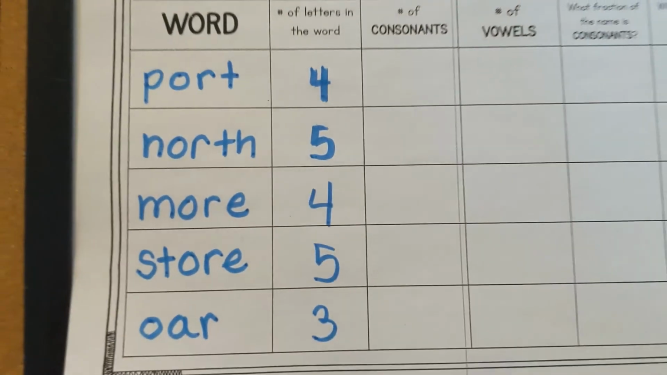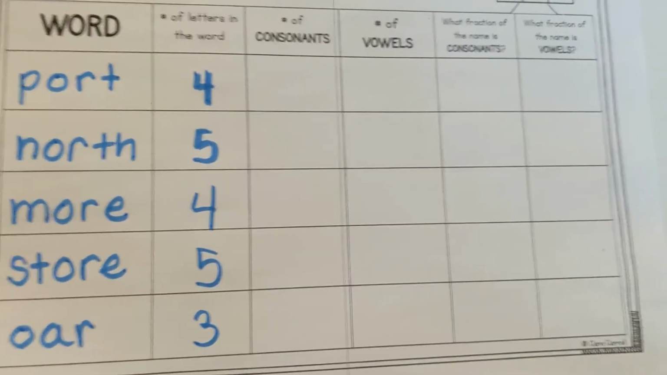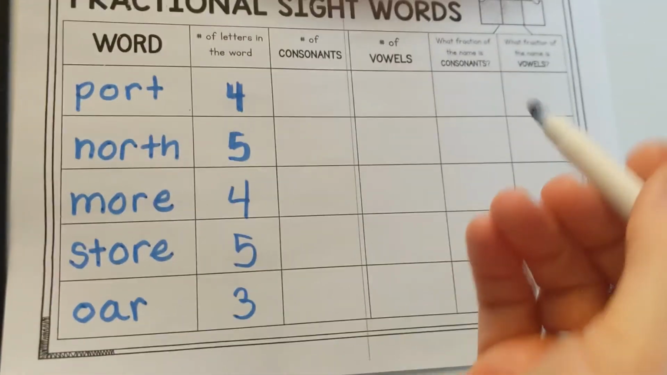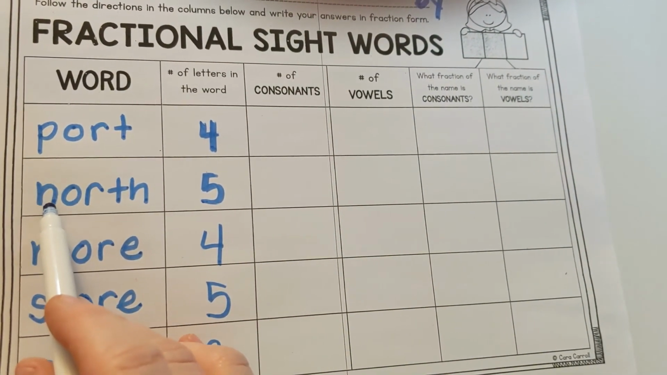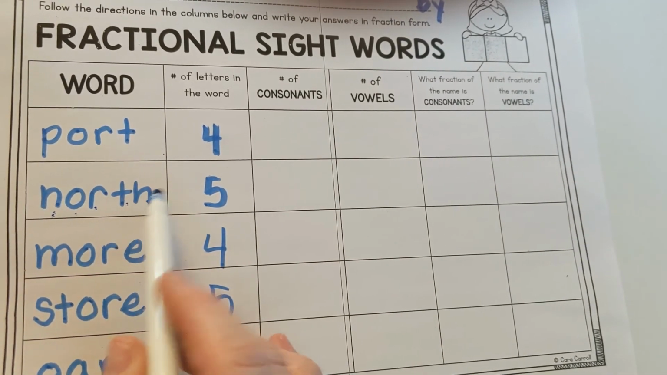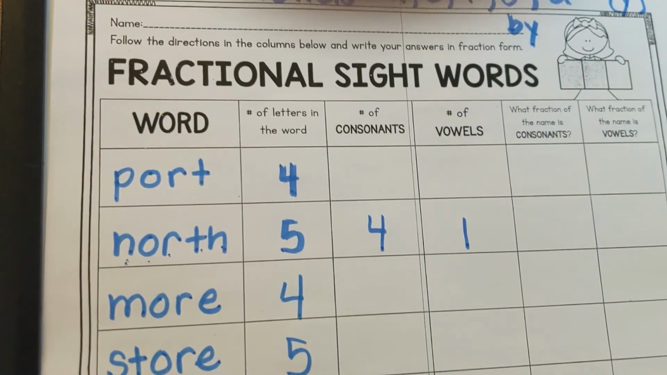So I'm going to count carefully how many consonants and how many vowels, and then I'm going to figure out what fraction of that are consonants and what fraction are vowels. I'm just going to choose one of the words to do as an example for you because I don't want to give you all the answers. So if I count in the word north, I'm going to start with the second word. I count, let me see, there's 1, 2, 3, 4 of those letters are consonants, and just the letter O is a vowel. So I only have one vowel.